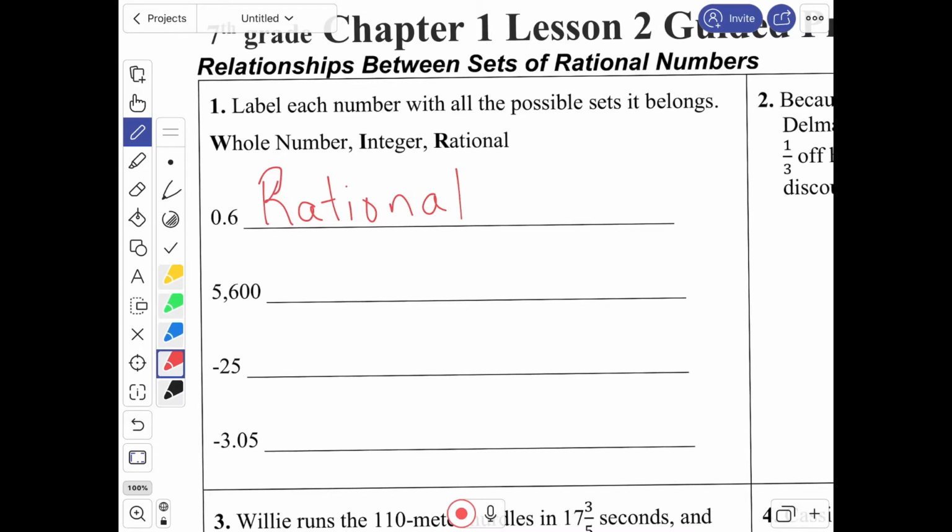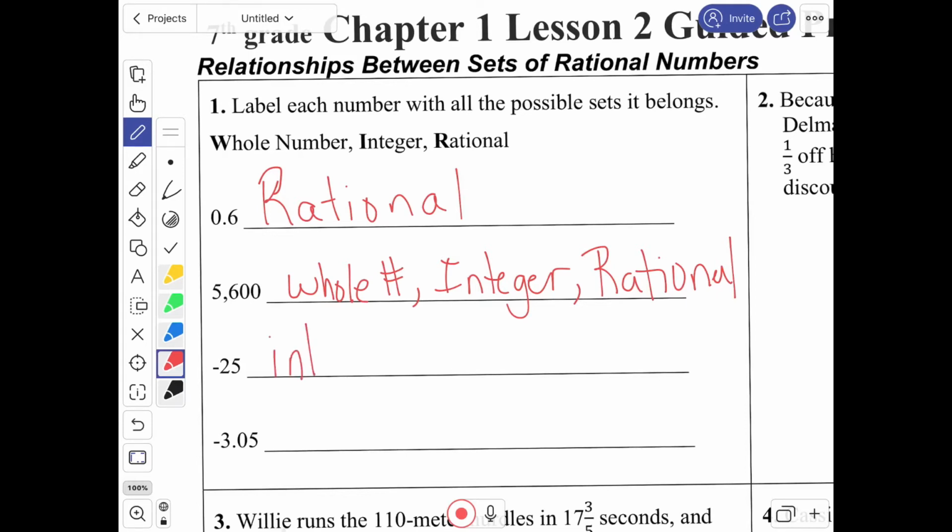Rational. It's not an integer because it's not a whole or an opposite. Then 5,600, that is a whole number. And if it's a whole number, it's also an integer. And if it's an integer, it's also a rational. -25, that would be an integer. And if it's an integer, it's also a rational.